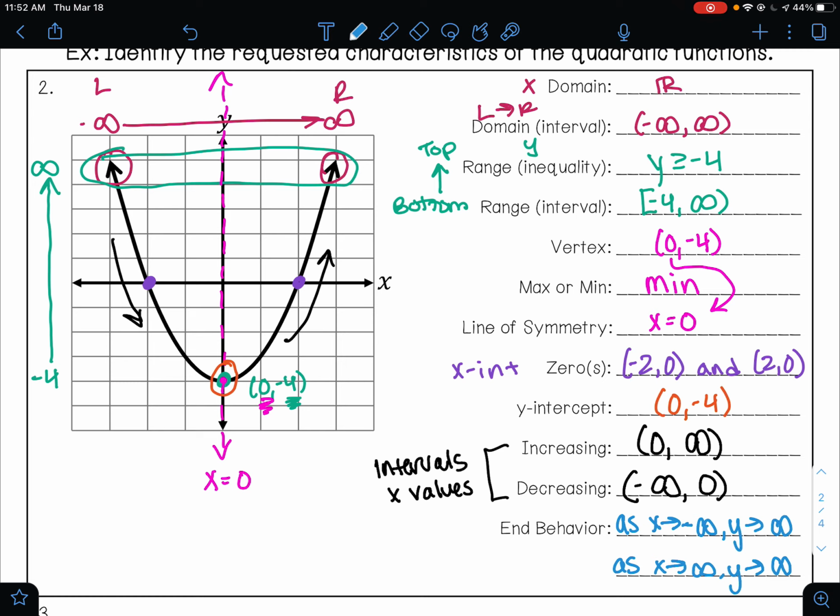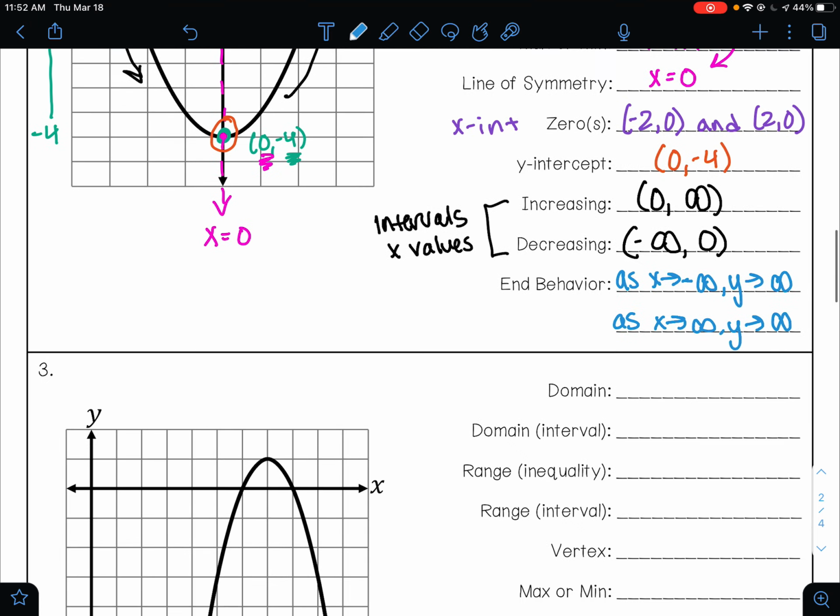What I would like you to do is go ahead and pause this video and see how many characteristics you can get on example 3. When you are ready, continue the video.